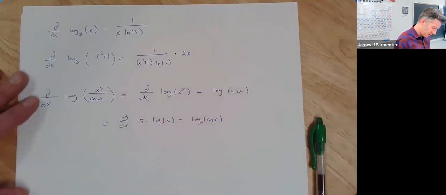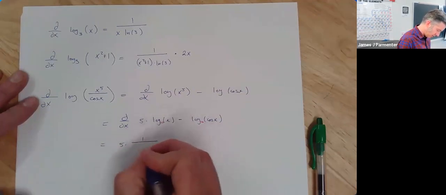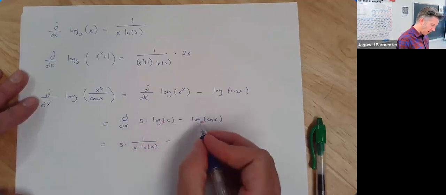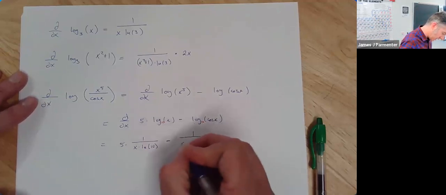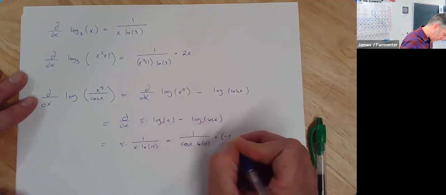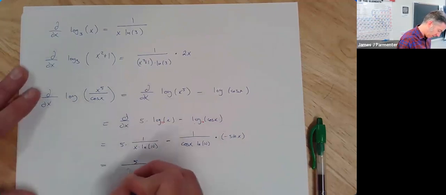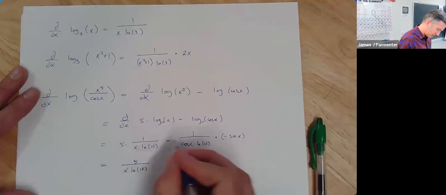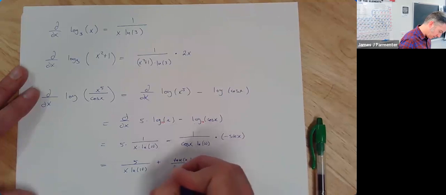So then the derivative is going to be 5 times, let's see, the derivative of log base 10 of x is 1 over x natural log of 10, minus the derivative of log base 10 of cosine of x. Log base 10 of some stuff is 1 over the stuff. Also need a natural log of 10 down there. And then we have to multiply by the derivative of the stuff. And if you really felt like simplifying this, you write it as 5 over x natural log of 10. Minus and minus is plus. Sine over cosine is tangent, over natural log of 10.